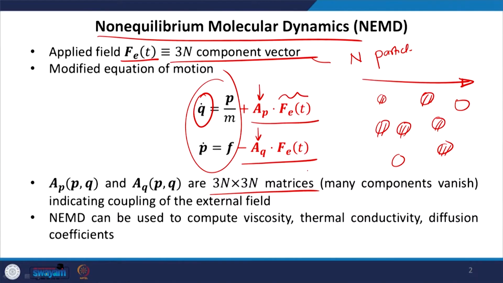But in most cases it is not really a very large matrix, because many of the terms are 0. So, we have to work with only the terms that are non-zero in that particular matrix. So, in that case these matrices become somewhat tractable, so to speak.